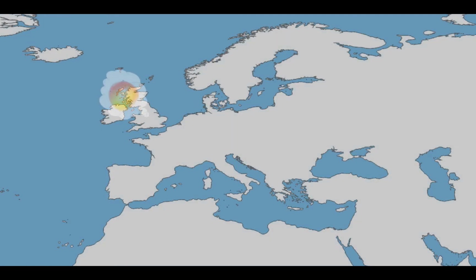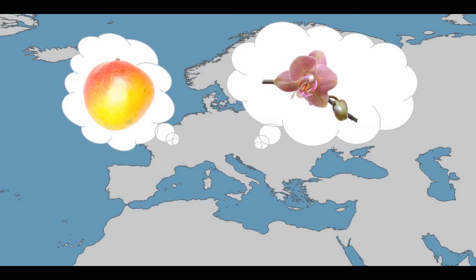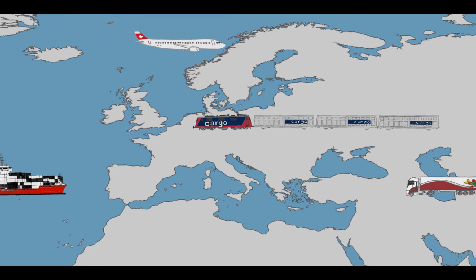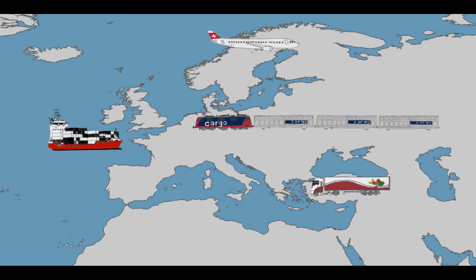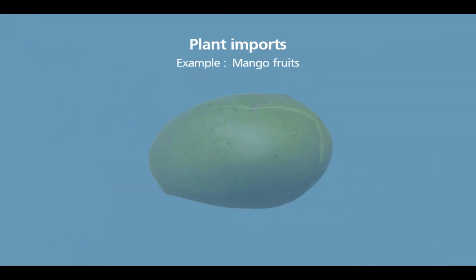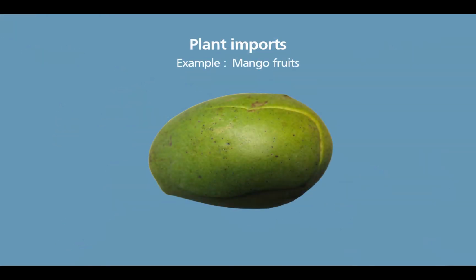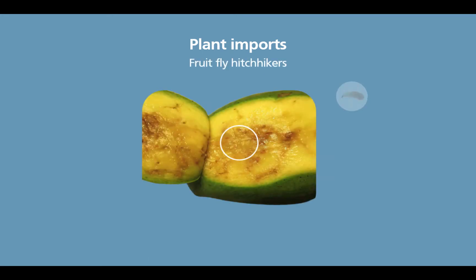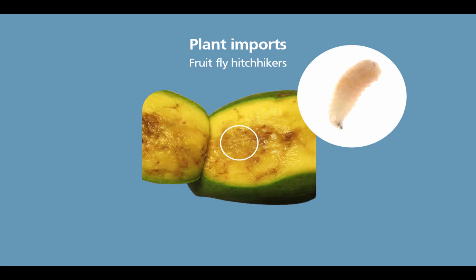European people like to eat tropical fruit and are delighted about exotic flowers. Therefore, every day, shipments containing plant import products from all around the world reach the subcontinent by different means of transportation. However, such shipments often carry not only the plant products, but also hitchhiking insect pests, such as larvae from harmful fruit flies. Global trade of plant products is therefore seen as a major driver for the spread of insect pests.